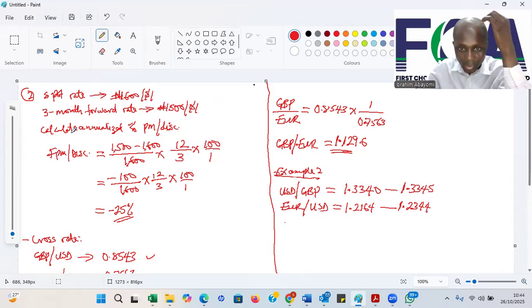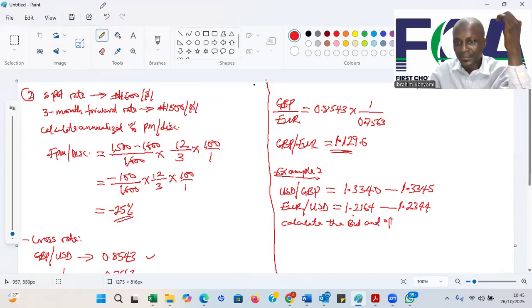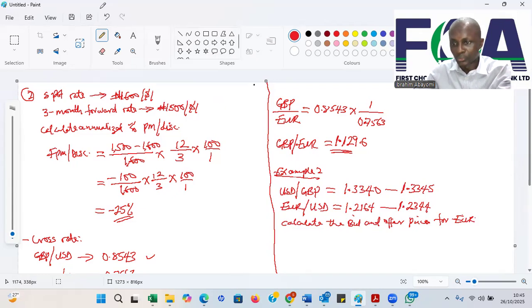Now, calculate the bid and offer prices for Euro GBP, for Euro and Great Britain pounds. Calculate that. Now, what are we going to do here?